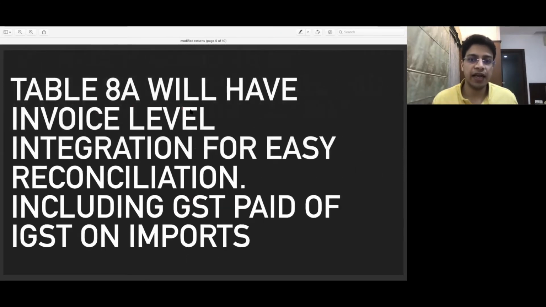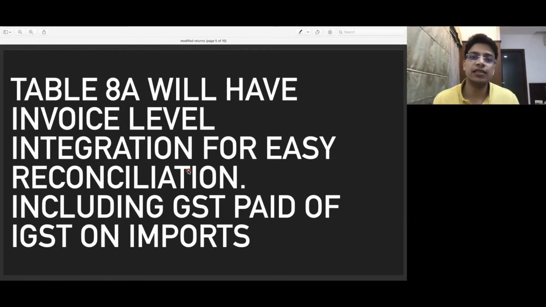Next, table number 8A. Table number 8A will have invoice level integration for easy reconciliation. This is one of the important features. We are talking about the GSTR9 annual return. In another video, we have already discussed this feature in depth. Table number 8A of GSTR9 gets the data auto-populated from 2A, and there was a lot of mismatch between the table number 8A data and the 2A portal data. Though both the data are from the portal, there was a mismatch between the table number 8A data of GSTR9 and the GSTR2A data of the portal.